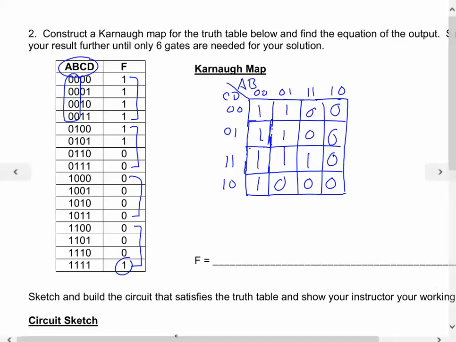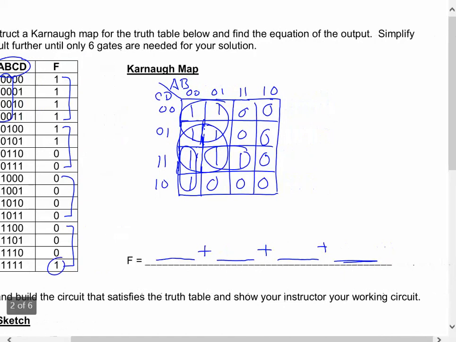Okay, so the groups of ones that I see is this one right here, and that one right there. Then I see a group of 2 like this, and a group of 2 like that. And that will probably give us the minimum solution. That means that I'm going to need 4 terms down here. So all I got to do is figure out from the circles there what these terms are. I know that I have 4 terms down here that are all ORed together like that.